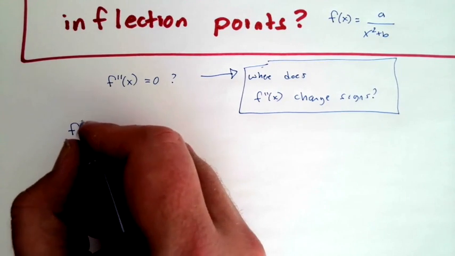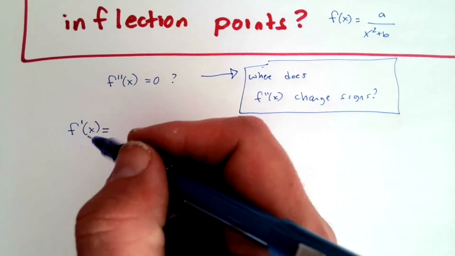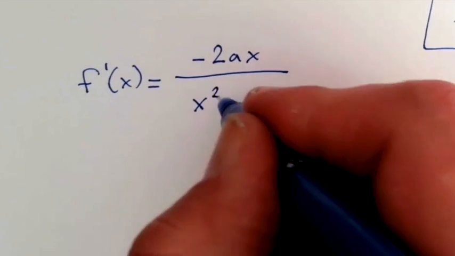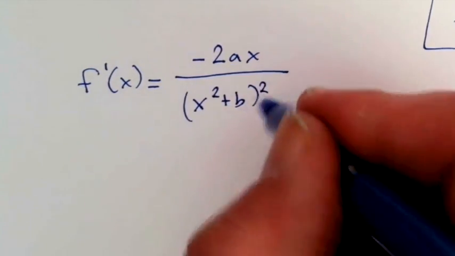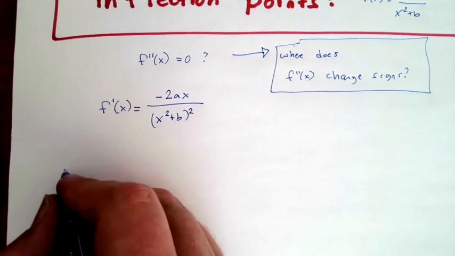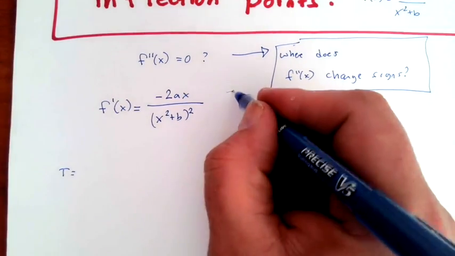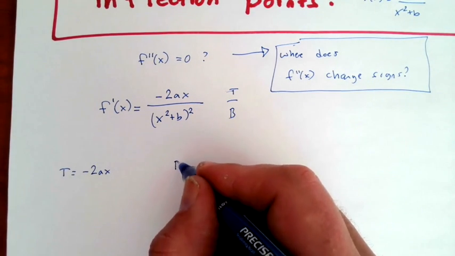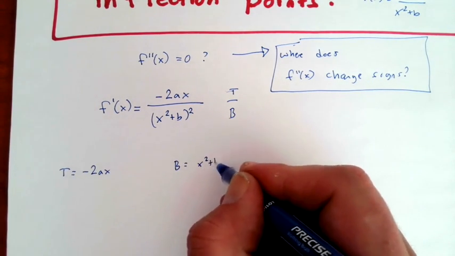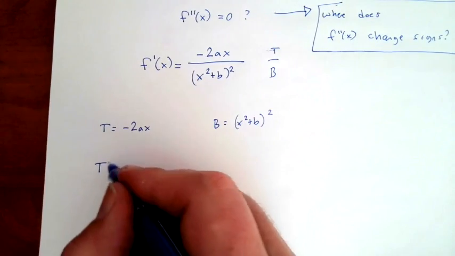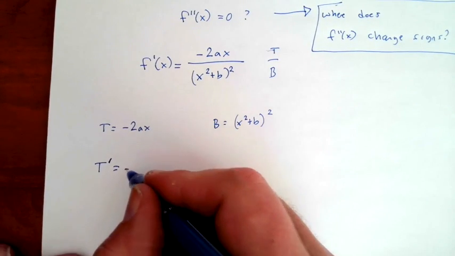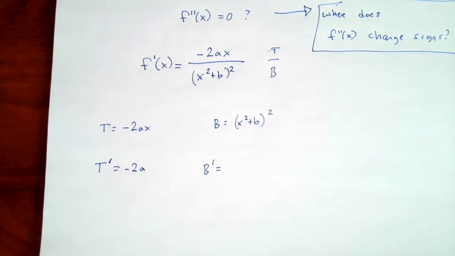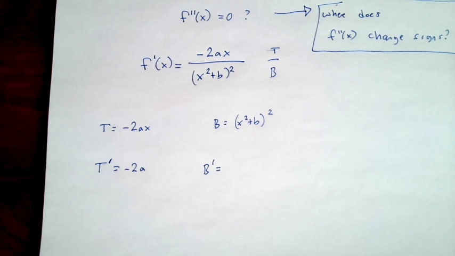Before we can find f double prime, we need to remember that f prime of x simplified to negative 2ax over x squared plus b squared. And so we can do quotient rule again. Here our t is negative 2ax, and our b is x squared plus b quantity squared. So our t prime would be negative 2a, and our b prime, oh boy, I'm in a pickle here because I don't yet know chain rule.